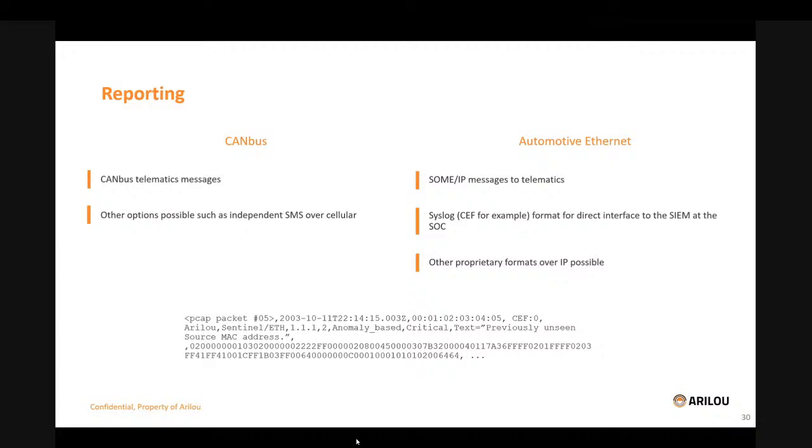It makes lots of sense to send the telematics message using some IP, and then it goes to the SOC. It can even go directly through the vehicle gateway that has a cellular modem in it, using syslog. For example, below you can see a CEF format of a syslog message, and it goes directly to the SIEM. And obviously, there are more options. But we need to keep in mind that the IDS needs to report to the SOC in case of an event.